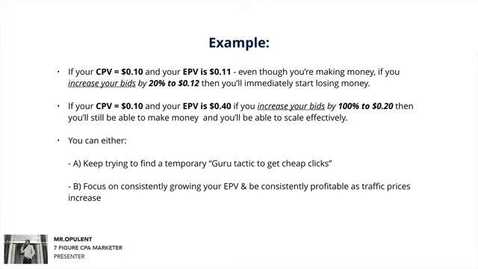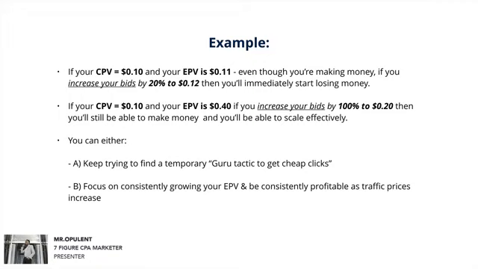So you've really got two options here. In the first scenario, you're losing money just by increasing your bids by 20%. And in the second scenario, you're still making money even if you increase your bids 100%, okay? So even if traffic prices went up by 100%, you'll still be making money in the second scenario.